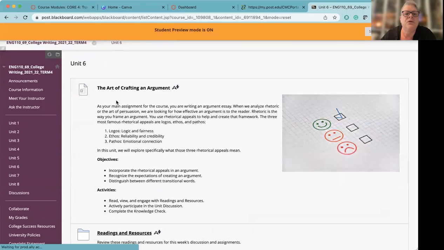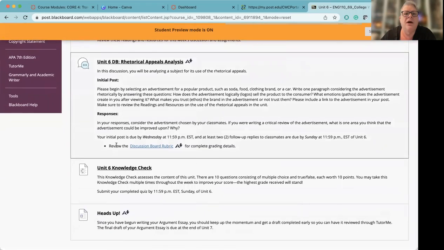And then you will be doing your Unit 6. You have a discussion and a knowledge check. So no writing assignment this week. But feel free to keep working on those papers. And that way, the sooner you get going on them, the more you can ask me questions. So keep that in mind.